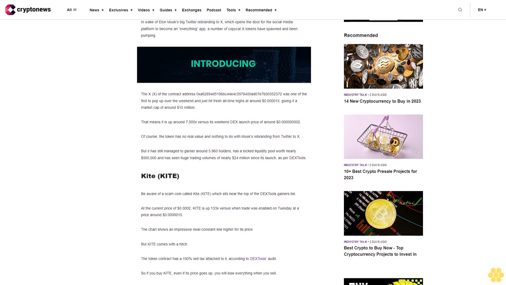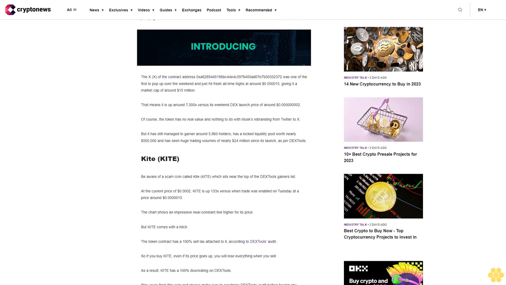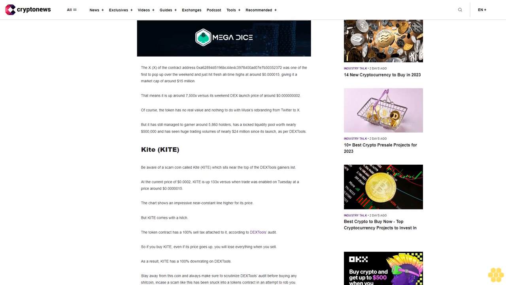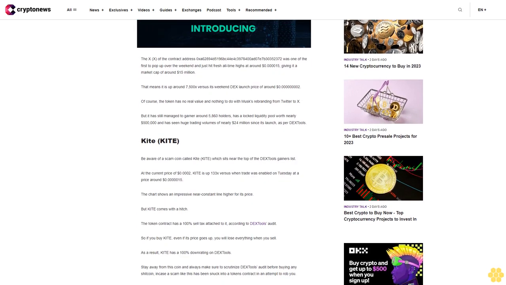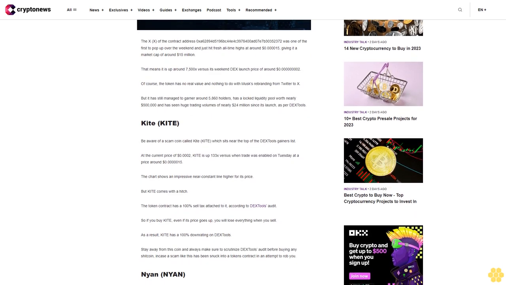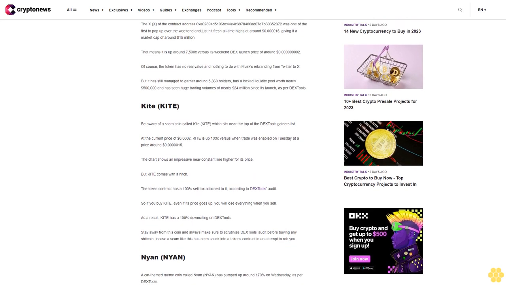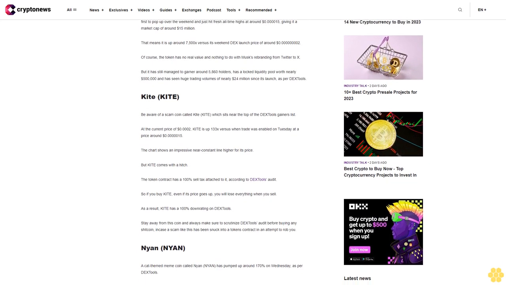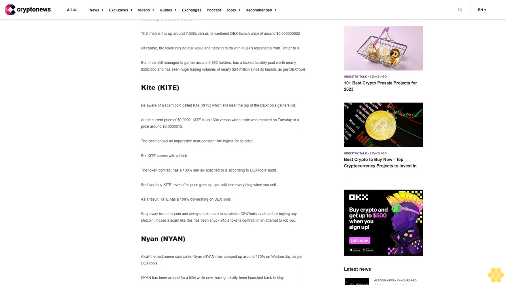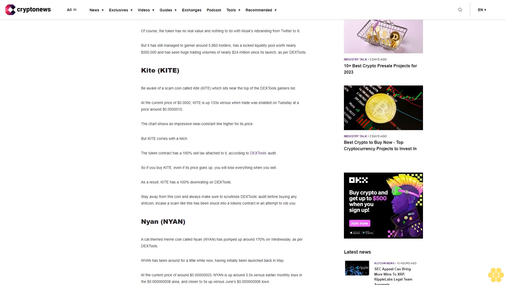The XX of the contract address 0x6268984581864043978840007e7b30352372 was one of the first to pop up over the weekend and just hit fresh all-time highs at around 15 cents, giving it a market cap of around $15 million. That means it is up around 7,500x versus its weekend DEX launch price of around 2 cents.